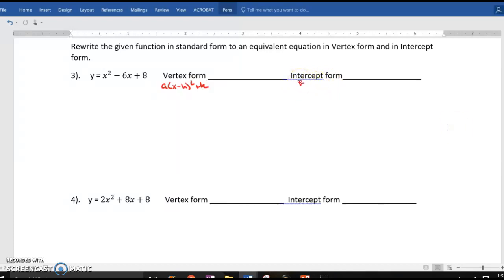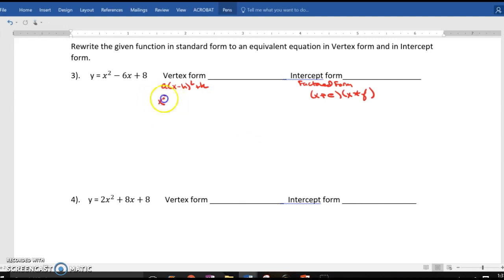Intercept form, also known as factored form, is x minus some e times x, or x plus, it doesn't matter, or x plus some f. Okay? So vertex form, in order to do this, you have to complete the square.